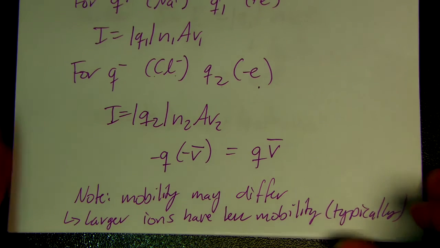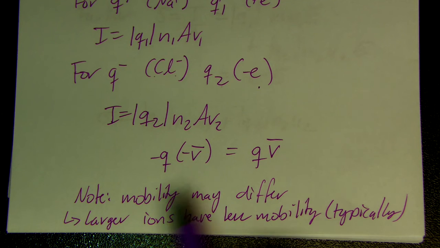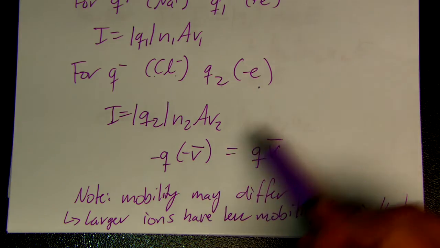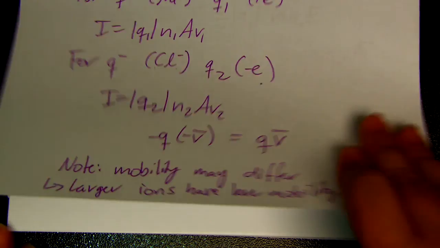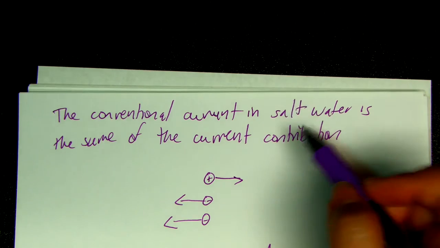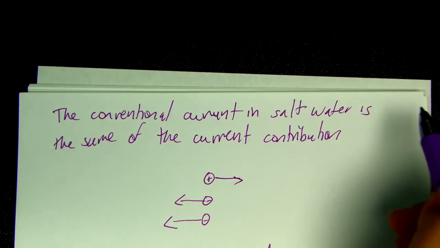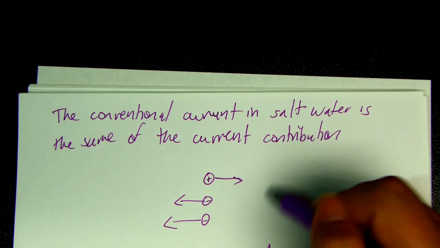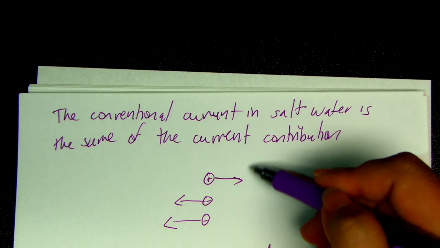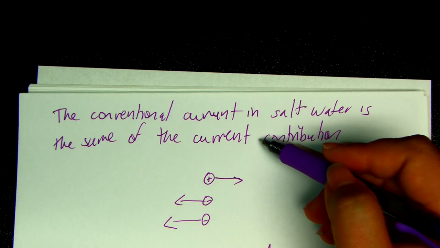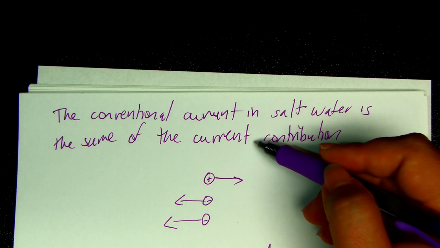One thing to note is that these mobilities probably differ because larger ions typically have less mobility, which makes sense. So you want to make sure that you're reading these questions carefully and looking for all of the different values. But anyways, going back to our salt water. If you want to look at the total current in this salt water, you're going to need to sum together all of the current contributions. You're going to have positive charges going one way, negative charges going the other way. And remember, current is just charge passing through a cross-sectional area per second. It doesn't matter which direction it's going.